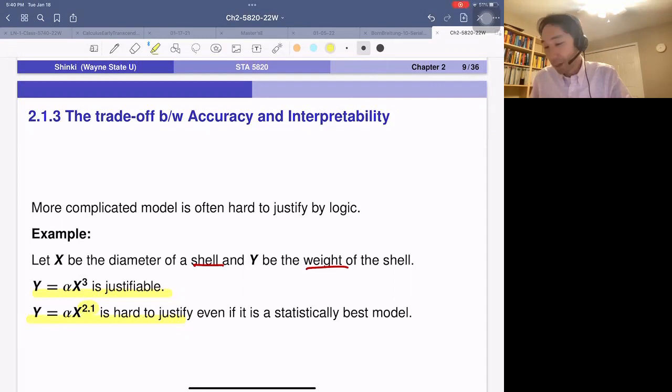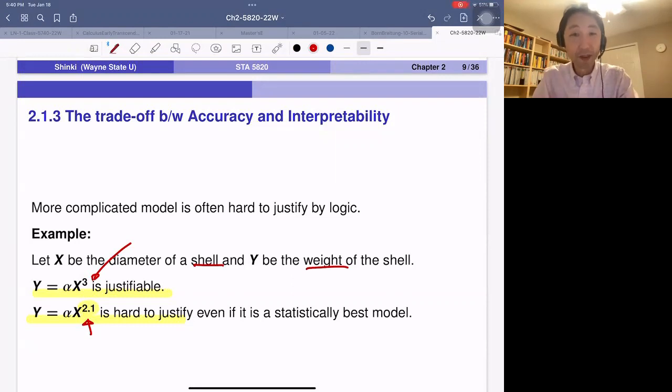You fit the two models, maybe y is equal to alpha times x cube plus error, and y is equal to alpha times x to the power 2.1. If we just use data, this model is better. Okay, so this model is slightly less accurate. So which model will you choose if you are doing research?